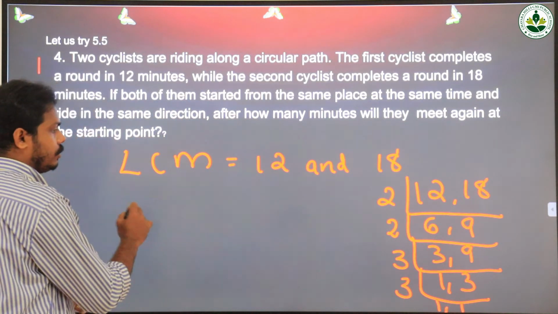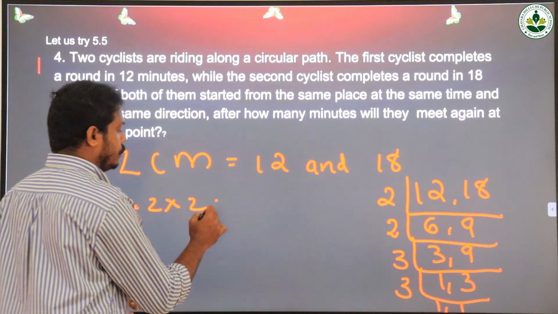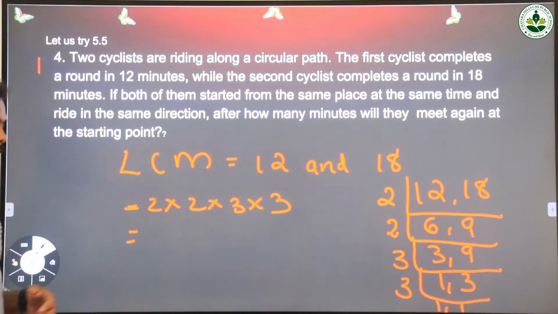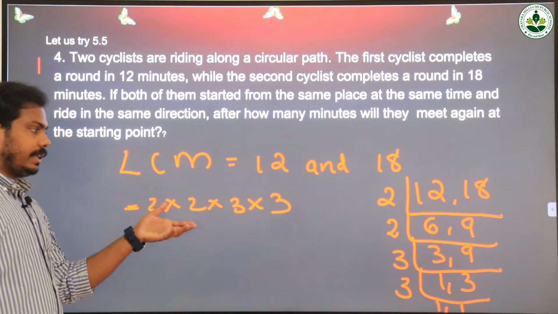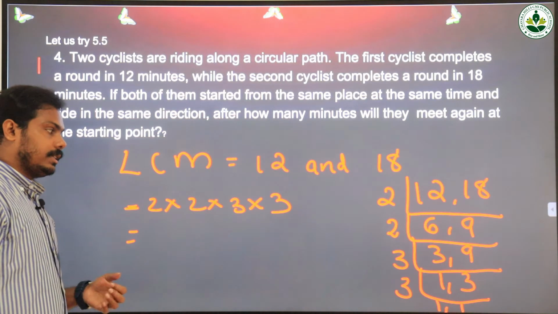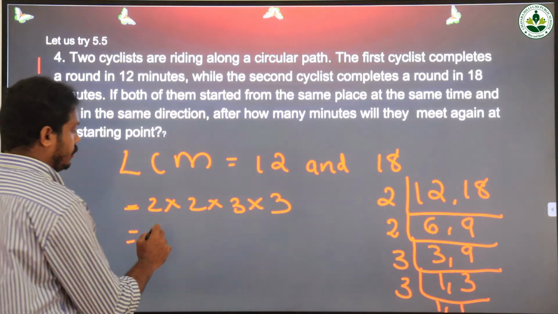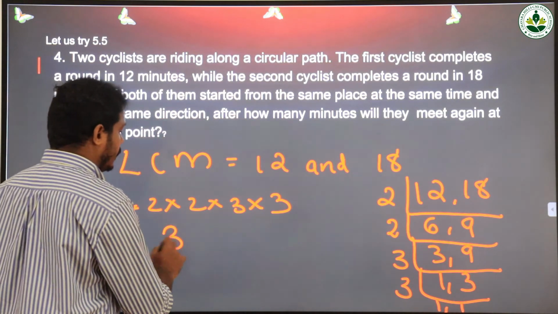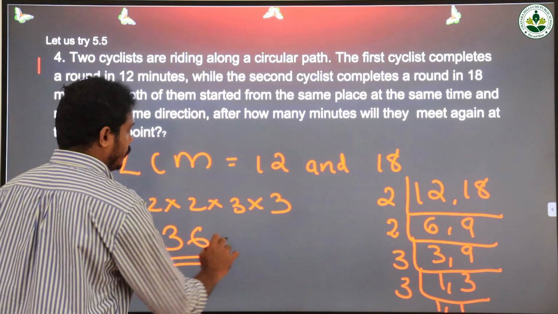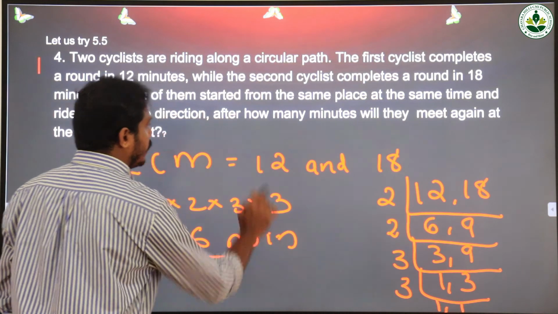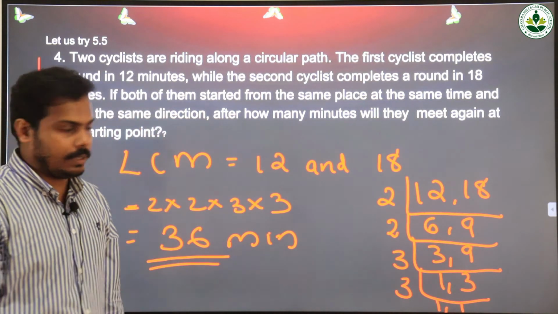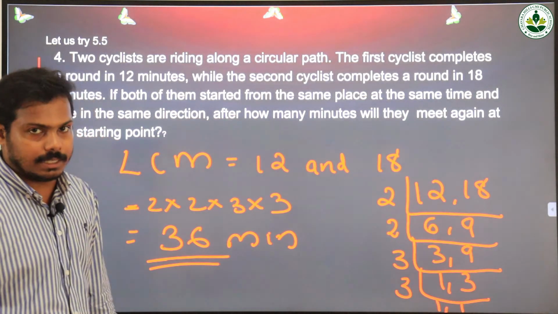So the LCM of these two numbers is 2 into 2 into 3 into 3. 3 3s are 9, 9 2s are 18, 18 2s are 36. 2 into 2 is 4, 4 3s are 12, 12 3s are 36. So they will meet after 36 minutes.